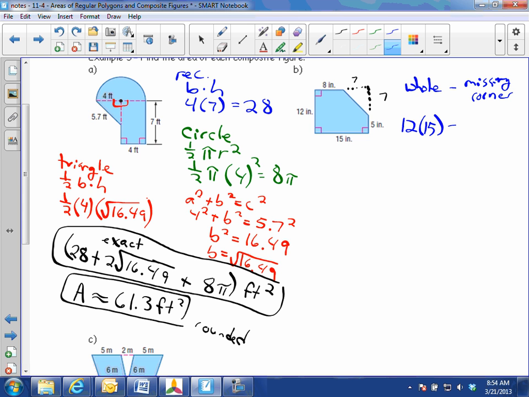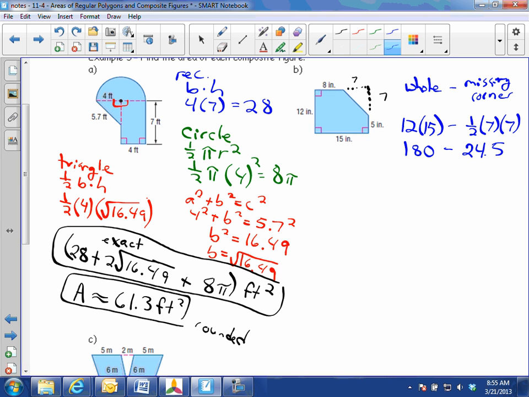No. Oh, you can use the 45, 45, 90. Do we have to use that either? No. Do we know the base and height? Yeah. What are they? They're 7 and 7. All right. So what's 12 times 15? Is it really? All right, I'll take your word for it. Okay. And then 7 times 7 is 49. Half of 49 is?